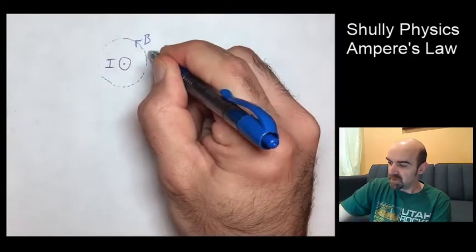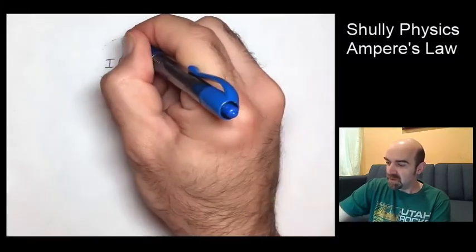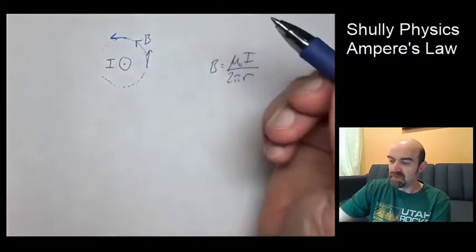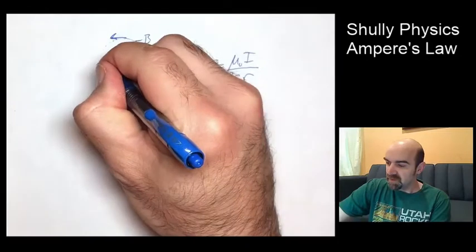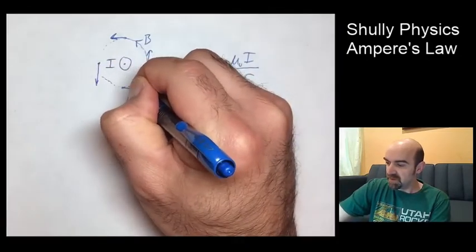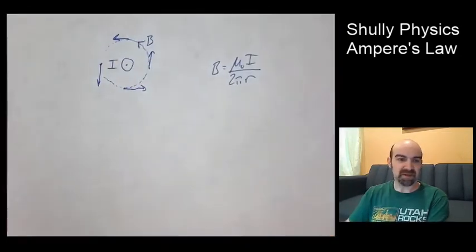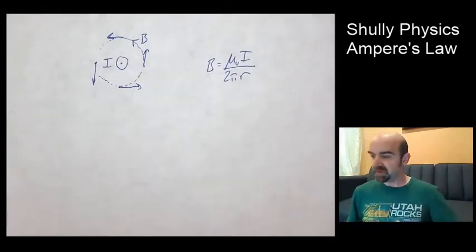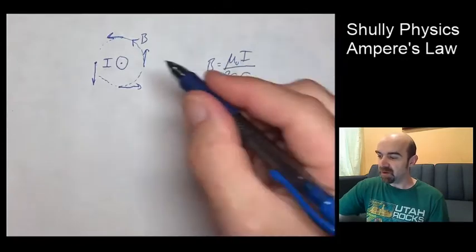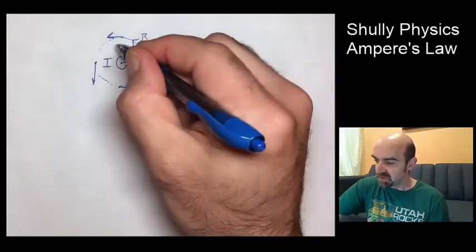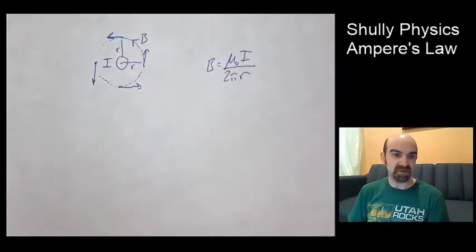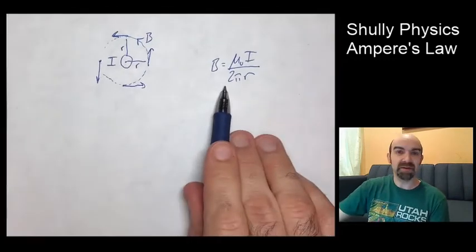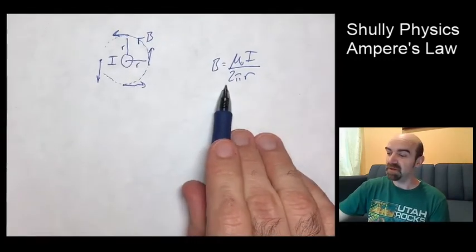So over here the magnetic field would be up. Here the magnetic field would be to the left. Over here down, and here it would be to the right. So these are all the magnetic fields. Well, you'll notice that at each of these points, as long as they have a consistent radius distance r, they would all have the same magnitude of the magnetic field.